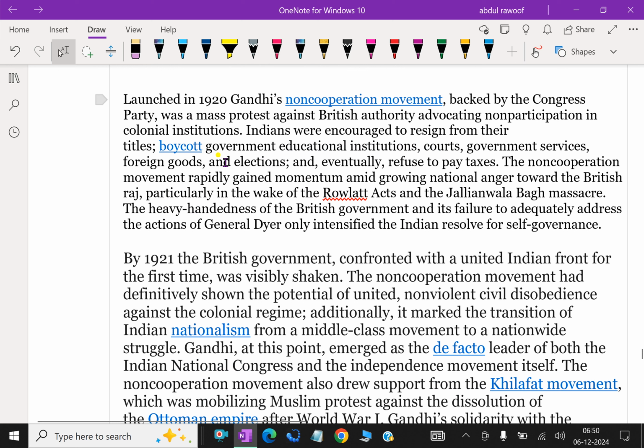Launched in 1920, Gandhi's non-cooperation movement, backed by the Congress Party, was a mass protest against British authority, advocating non-participation in colonial institutions. Indians were encouraged to resign from their titles, boycott government educational institutions, courts, government services, foreign goods, and elections, and eventually to refuse to pay taxes.